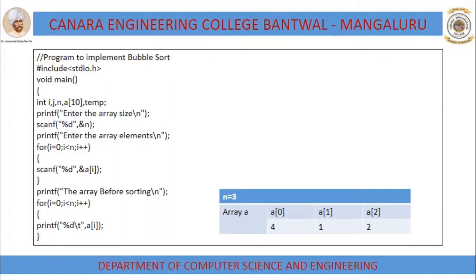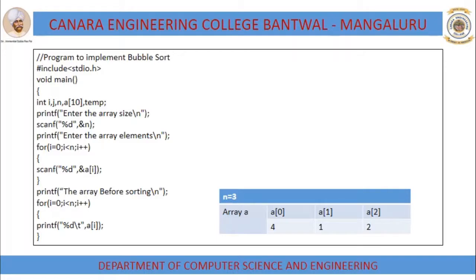I have made use of another variable temp here, a temporary variable, to swap the elements. I need a temporary variable, and for that purpose I am using the variable temp. Now next, enter the array limit, that is the number of elements to be inserted in the array, and that limit, whatever the user specifies, will be stored in the variable n. Then after that, enter each element of the array, store it in the array a of i.